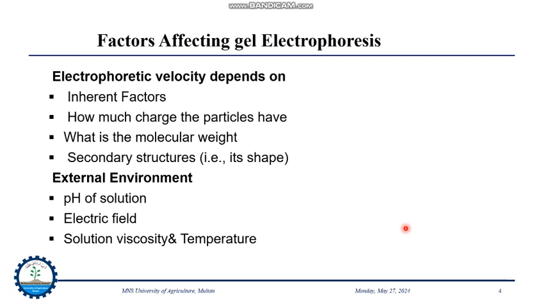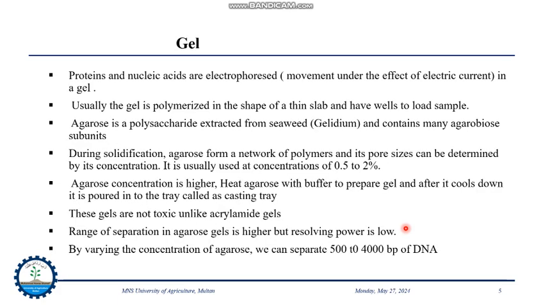Electrophoretic velocity depends on inherent factors: how much charge the particles have, the molecular weight of the sample, and secondary structures like shape. External factors are the pH of the solution, electric field, solution viscosity, and the temperature, which affects the gel. Now we note about the gel. Proteins and nucleic acids move under the electric field in the gel. Usually the gel is polymerized in the shape of a thin slab with wells to load the sample.